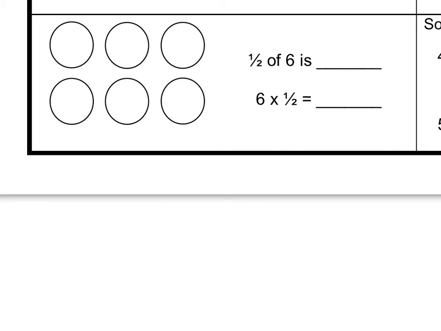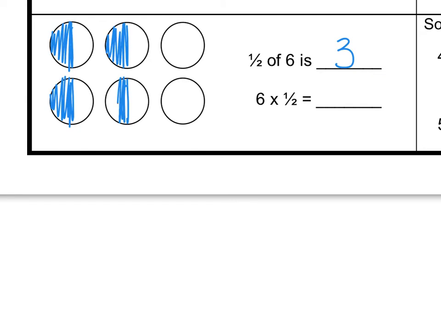Okay, half of 6 is, I think that's pretty obvious, right? Half of 6 is 3. But what is 6 times a half? Okay, we're going to show that a little bit differently. I'm going to change each of these to show halves. And if I don't do it perfectly, you get the gist.